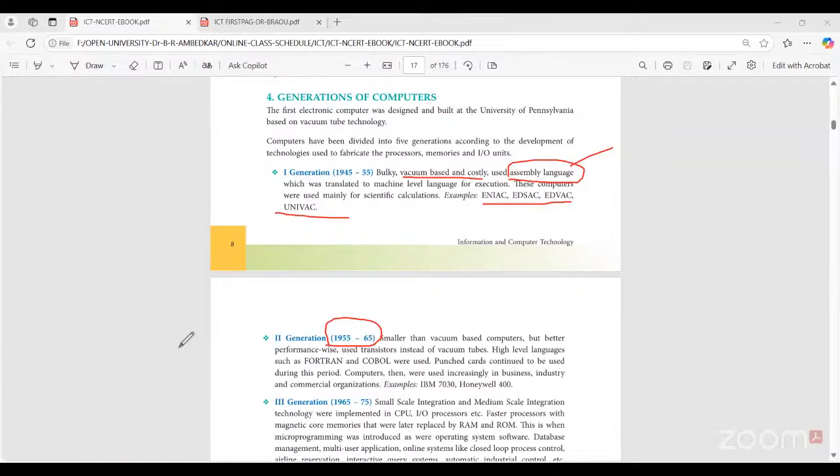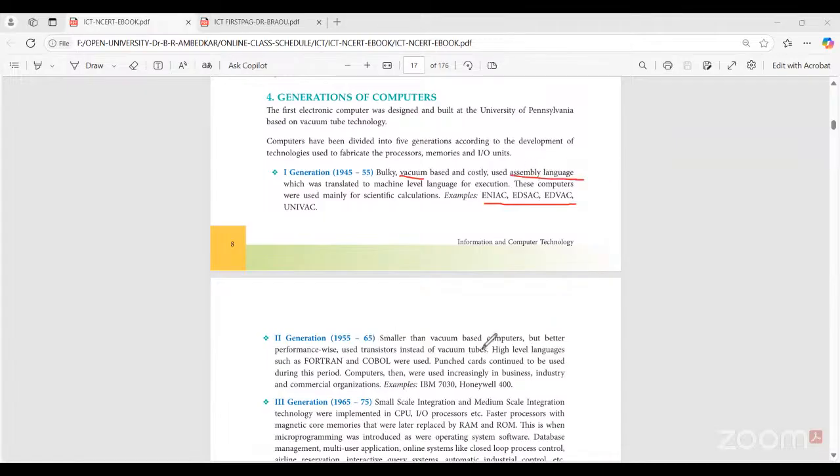And in these types of second generation computers, programming languages were used. So what are the changes? Only two changes. In the first generation, they used vacuum tubes, and the computers were these, and the programming language was assembly language.